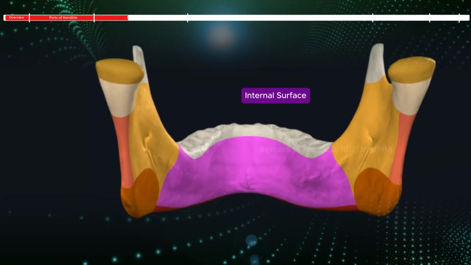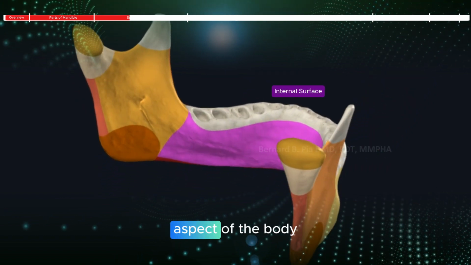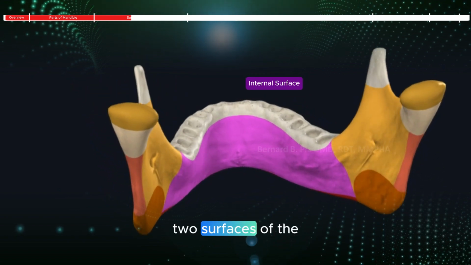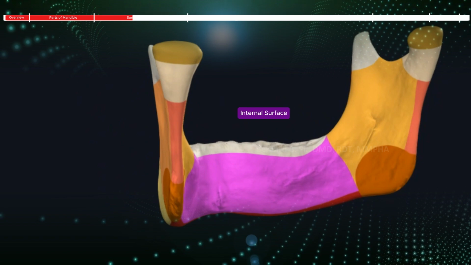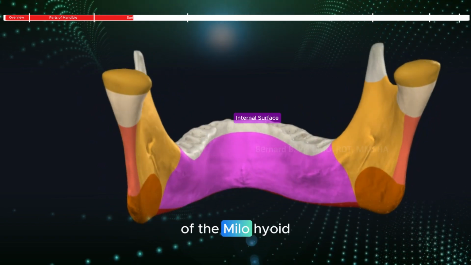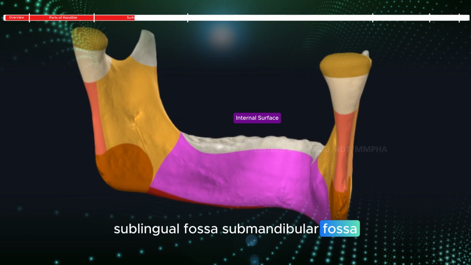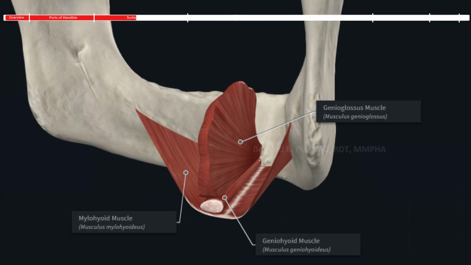5. The internal surface is the concave area found along the inner aspect of the body of the mandible. It is one of two surfaces of the body of the mandible, the other being the external surface. The internal surface consists of the mylohyoid line, sublingual fossa, submandibular fossa, and the superior and inferior mental spines. It provides origin sites for the mylohyoid, geniohyoid, and genioglossus muscles.